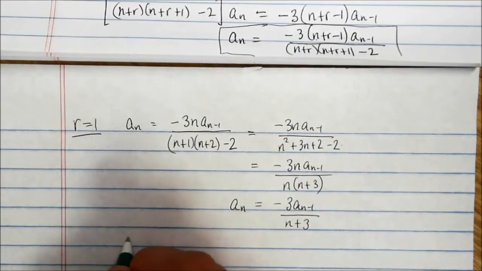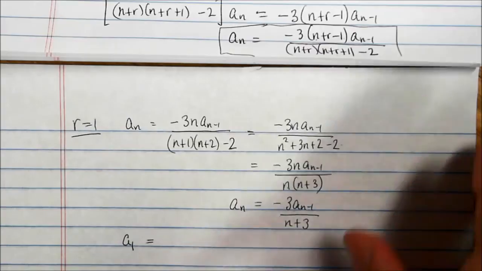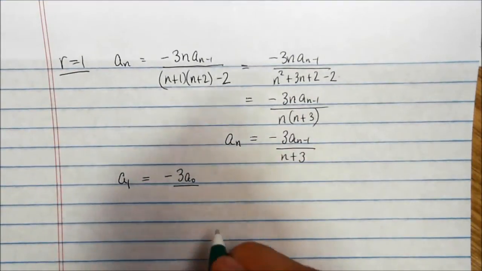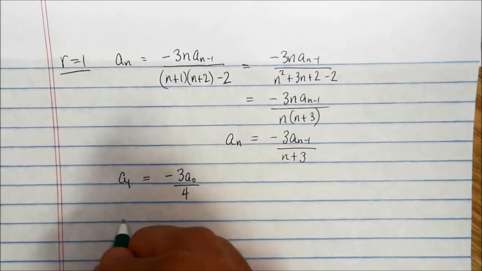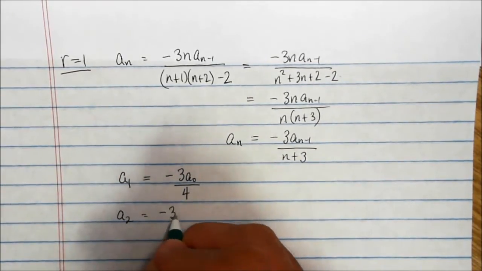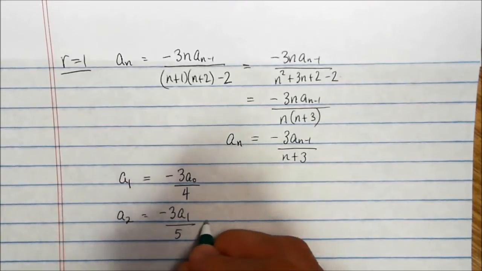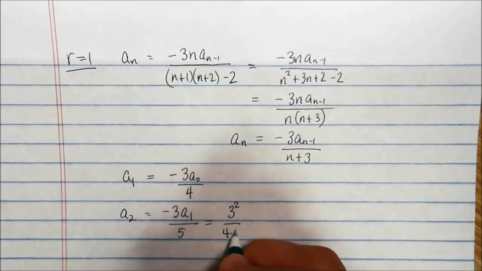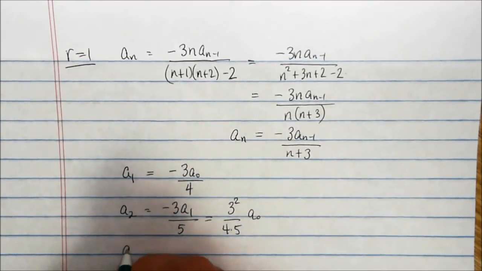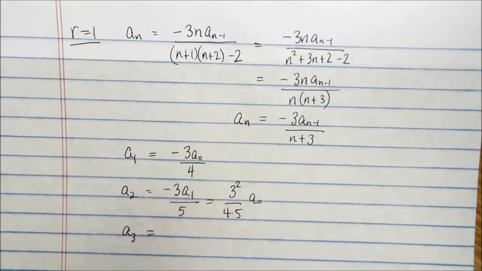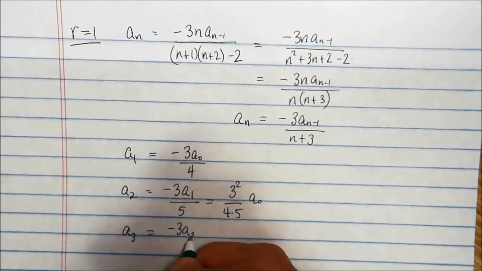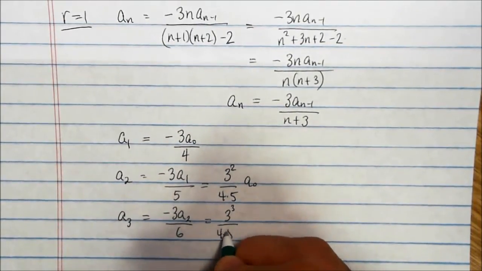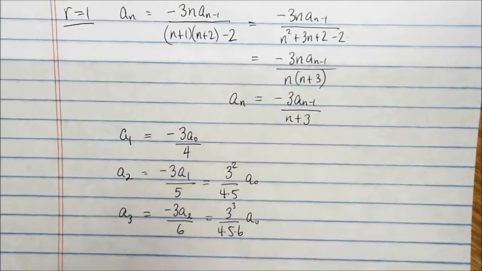Okay, now let's see if we can figure out a pattern for the closed form solution. So a sub 1 is going to be equal to negative 3 a sub 0 divided by 4. A sub 2 is going to be negative 3 a sub 1 divided by 5. And so that works out to be 3 squared over 4 times 5 times a sub 0. A sub 3 will be equal to negative 3 a sub 2 over 6. So that's negative 3 cubed over 4 times 5 times 6 times a sub 0.